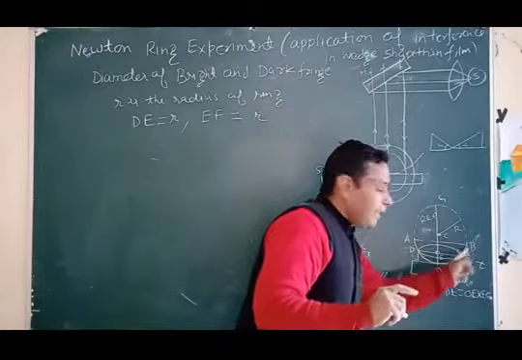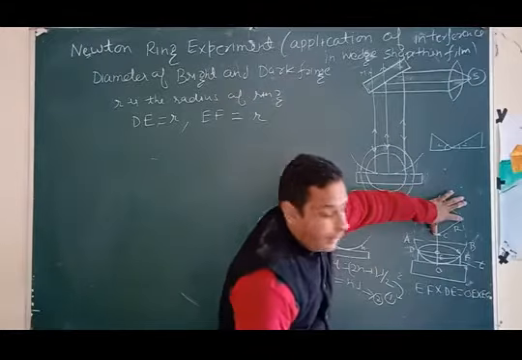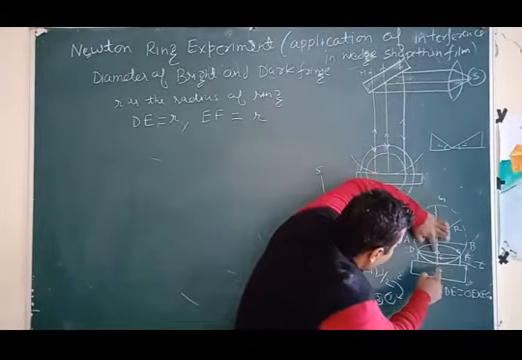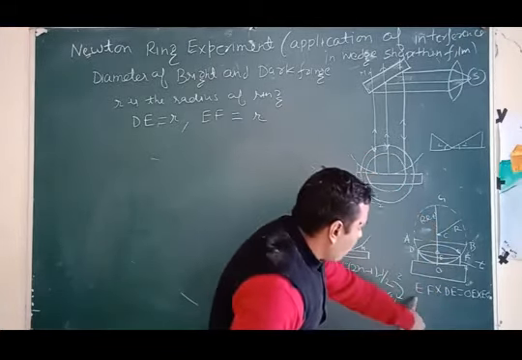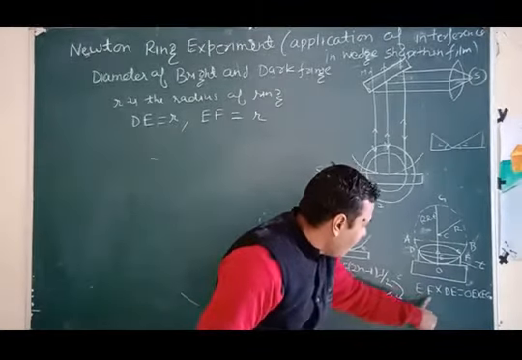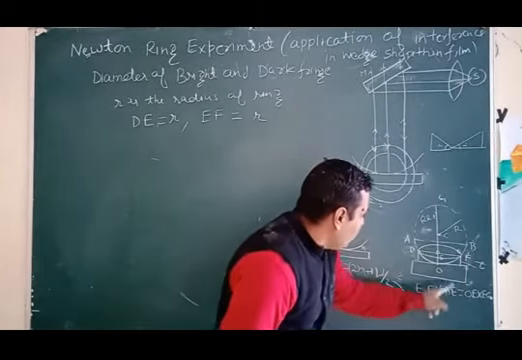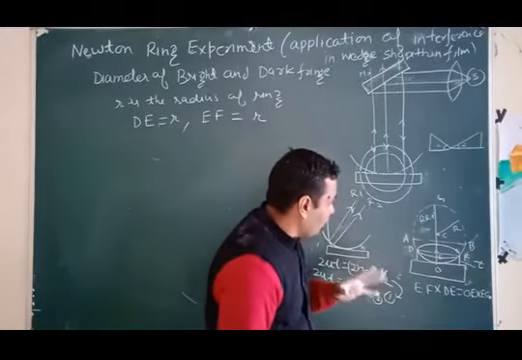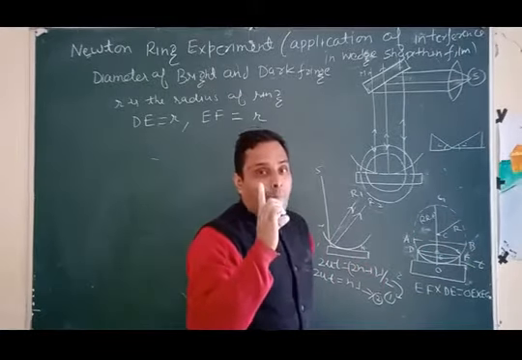D is equal to R and EF is R, and R is the radius of this ring. Now the radius of the circle is R, which means the diameter is 2R. So here we have EO, DE and EF. Now according to the properties of the circle, the secant law, EF multiplied by DE is equal to OE multiplied by EG. That is the property of the circle. We have taken advantage of the property of the circle.